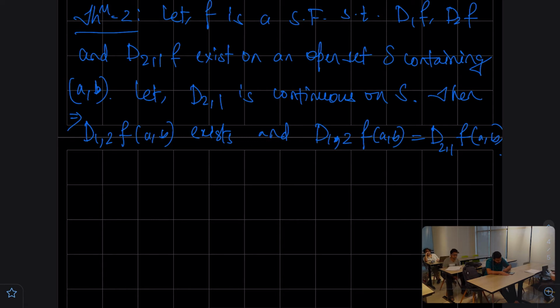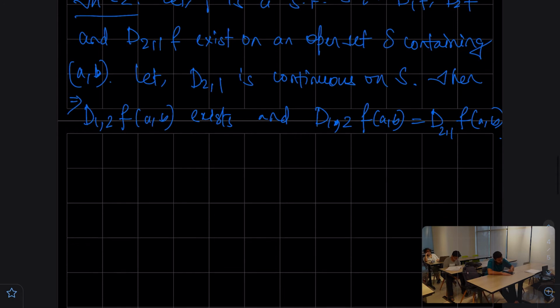এটা শুধু Apostol-এ পাইছে, এটা আর কয়েকটা সমসাময়িক বইয়ে পাই নাই। For example, Analysis on Manifolds by Spivak. It didn't do this. Apostol did it.